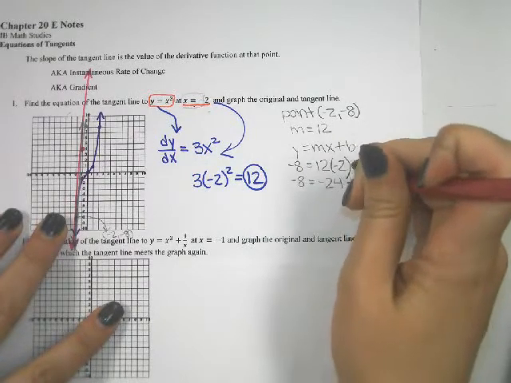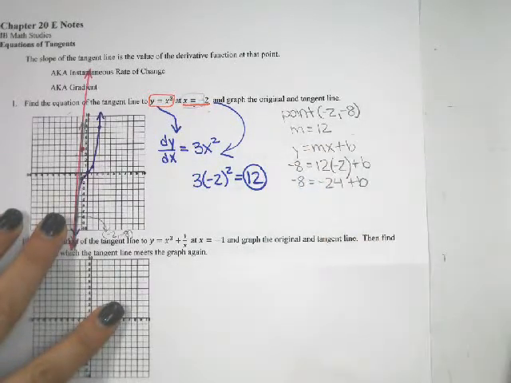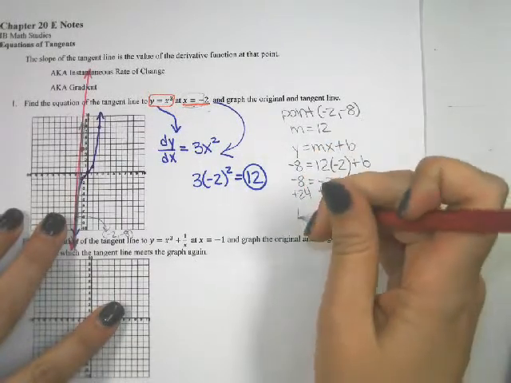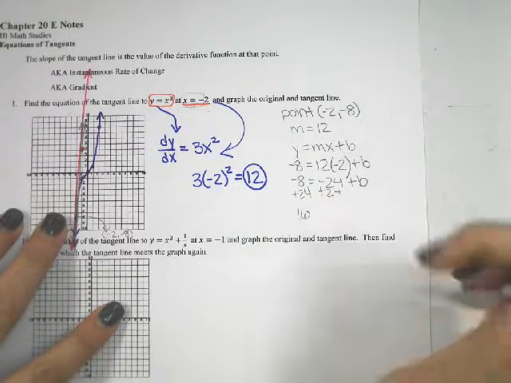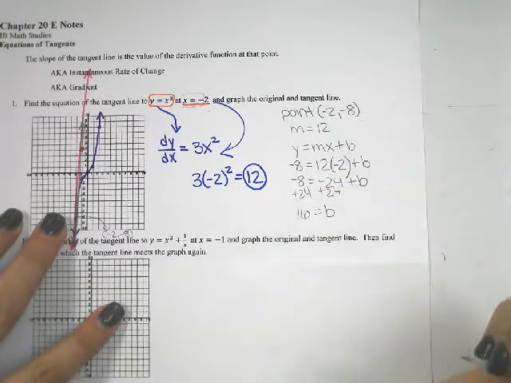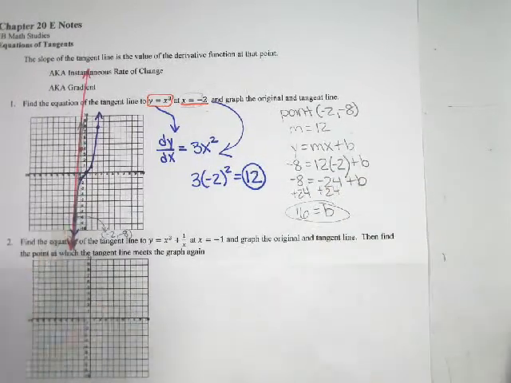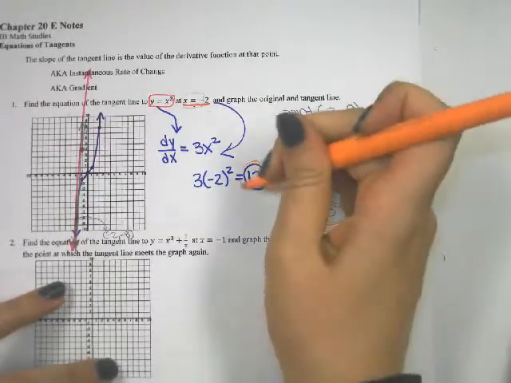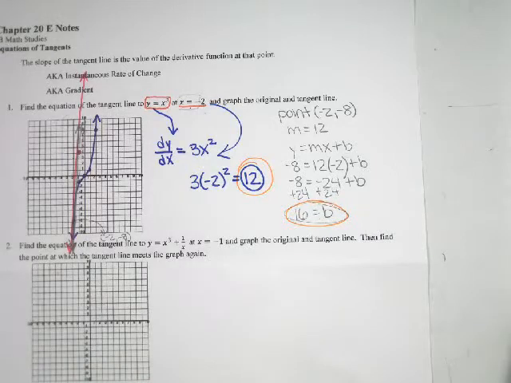That would be -24. Add the 24 over. -8 plus 24 is 16. So now I have my b value. In order to write the equation of a line, you have to have your y-intercept, you have to have your slope. We have both of those.